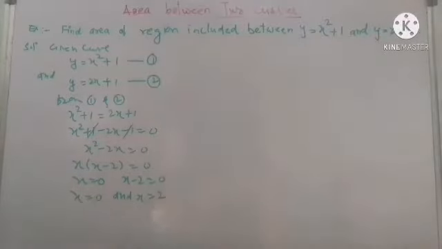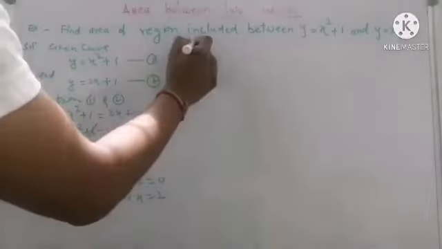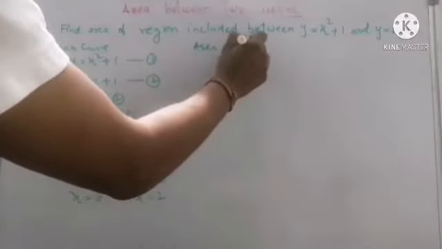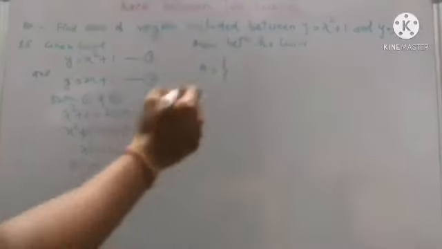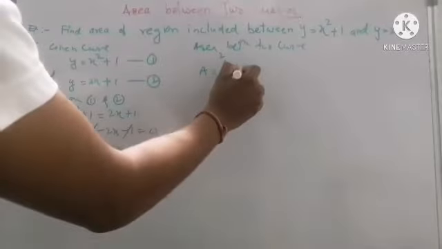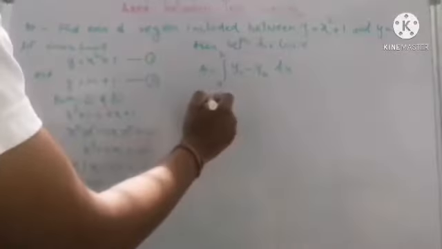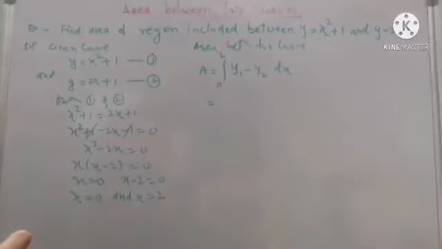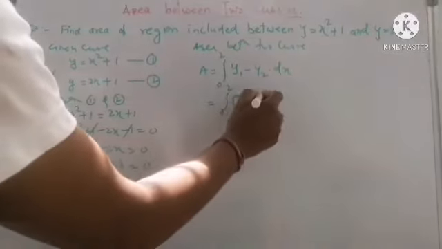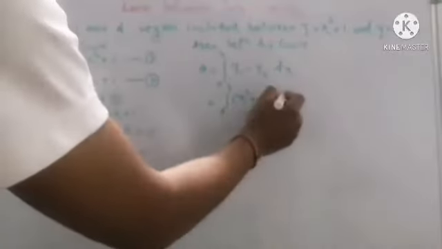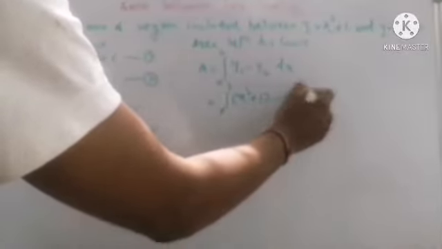These are the x coordinates of the points of intersection between these two curves, which are the limits of our required area. So the area between two curves, A, is equal to the integral with lower limit 0, upper limit 2, of y1 minus y2 into dx. Remember this form. Now y1 is the equation of the first curve in terms of x, which is x square plus 1. So we put x square plus 1 in the bracket, minus y2, which is again the equation of the second curve in terms of x, which is 2x plus 1.